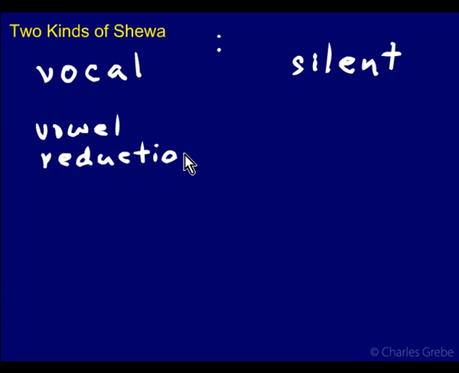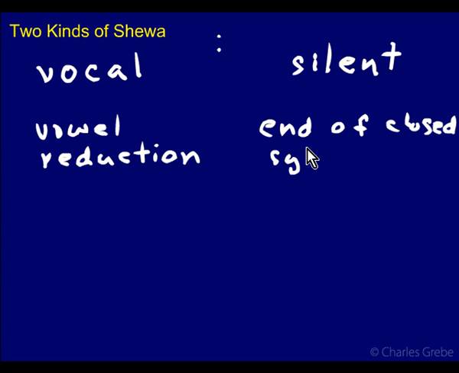When vowels get reduced, they can go from long to short, and they can go from short to a Shewa. Shewa is the end of the line in terms of vowel reduction. The silent Shewa marks the end of a closed syllable. Closed syllable.